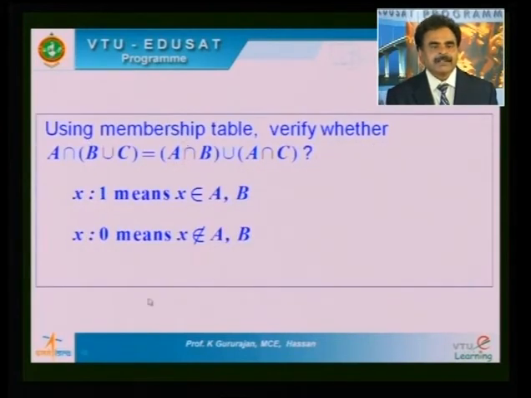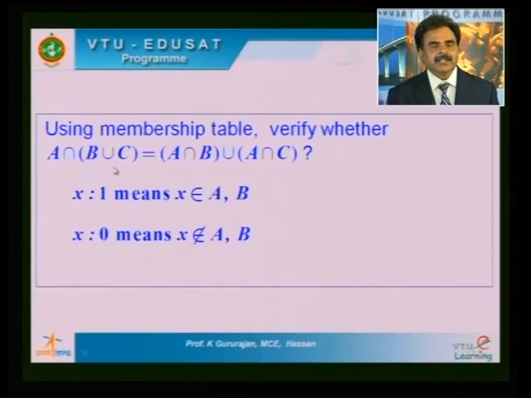Now, another problem I have considered, involving three sets A, B and C. This is called the distributive law. A intersection B union C is A intersection B union A intersection C. This property is similar to what we have in the case of numbers: A into B plus C equals A into B plus A into C. This property we know exists in numbers, and the same exists here also with respect to the union and intersection operators.